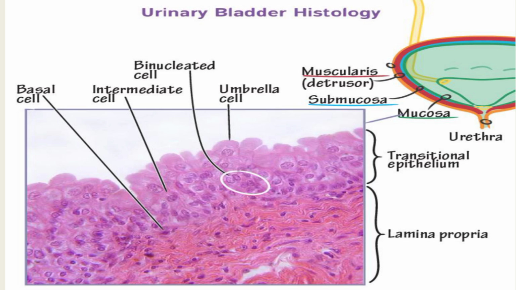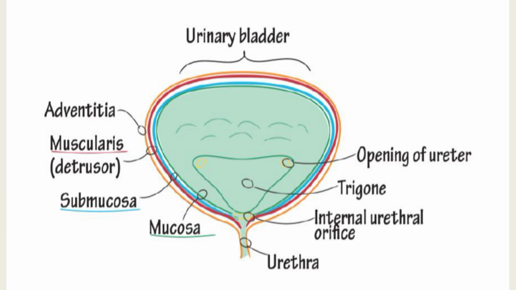This picture is showing the urinary bladder histology. Here you can see the transitional epithelium, then the connective tissue, followed by the muscularis layer, and the superior surface of the bladder is covered by the peritoneum. This picture is also showing the histologic features of the urinary bladder.